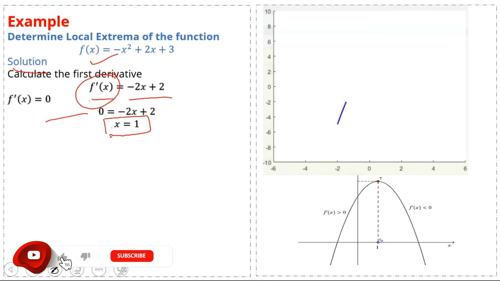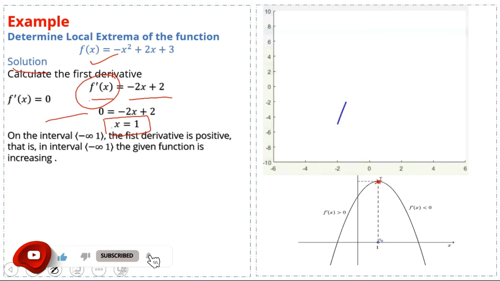After setting f prime of x equal to 0 and some simplification, we get x is equal to 1. Okay, so this is the graph of the function, and now on the interval from minus infinity to 1, here we have minus infinity and here we have positive infinity. From minus infinity to 1, we can see the function is increasing.